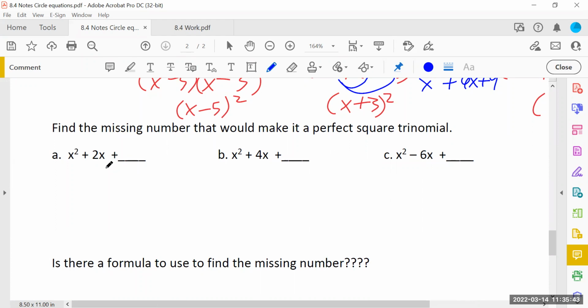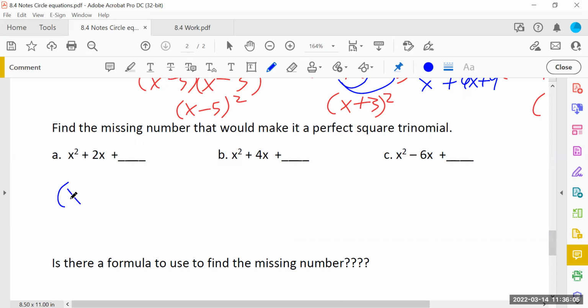What number added to itself makes 2? It's like 2 plus 2 makes 4. What plus what makes 2? Yep, David, you got it. It's 1. 1 plus 1.